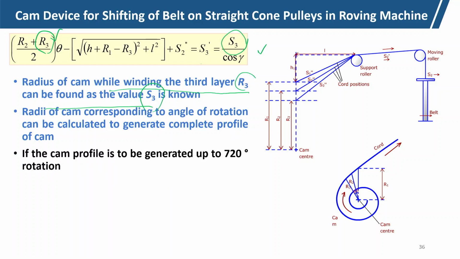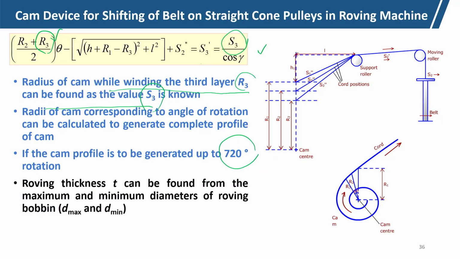So, if the cam profile is to be generated for 720 degrees, we want to generate it for 2 complete rotations. The roving thickness T can be found from the maximum and minimum diameter of the bobbin. So, D max and D minimum, that we have already discussed.